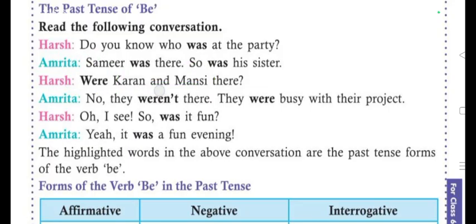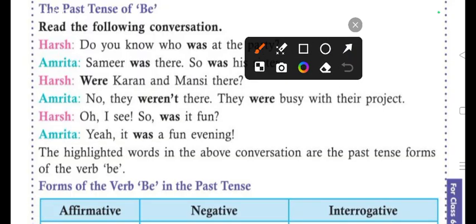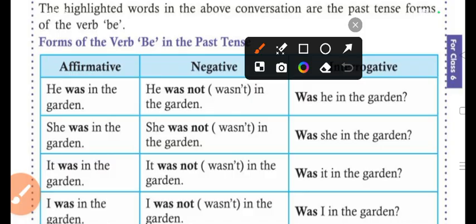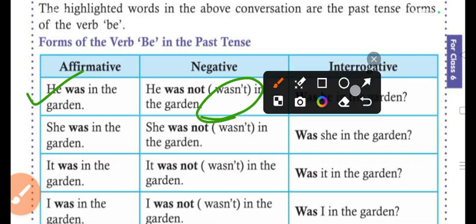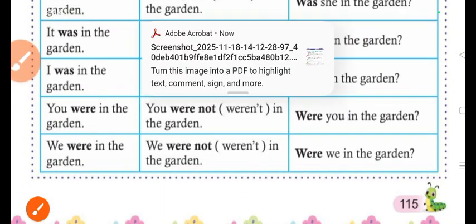And now look at this. I see. So was it fun? It के साथ में हमने was लगाया है. Fine. Affirmative कैसे बनाते हैं? Affirmative बनाने के लिए you can see here he was in the garden. इसमें हमने no का use नहीं किया, but negative में हम not का use करेंगे. तो he was not, और आप इसका contraction form भी लिख सकते हो he wasn't. क्वेश्चन मार्क बनाने के लिए was लगा करके was he in the garden. Alright. So these are some tables which you can study.